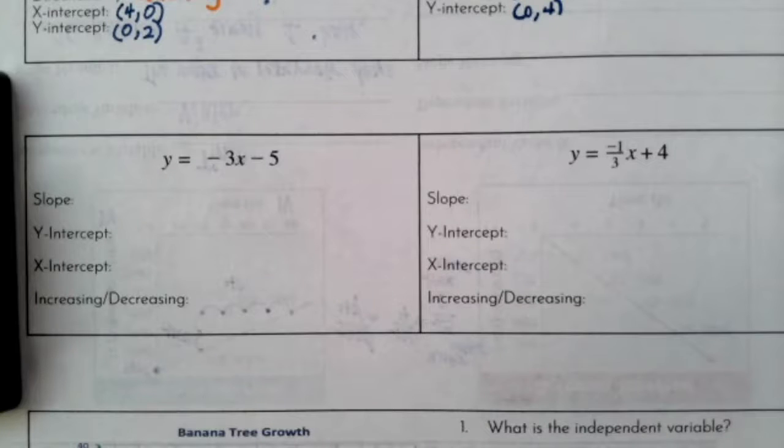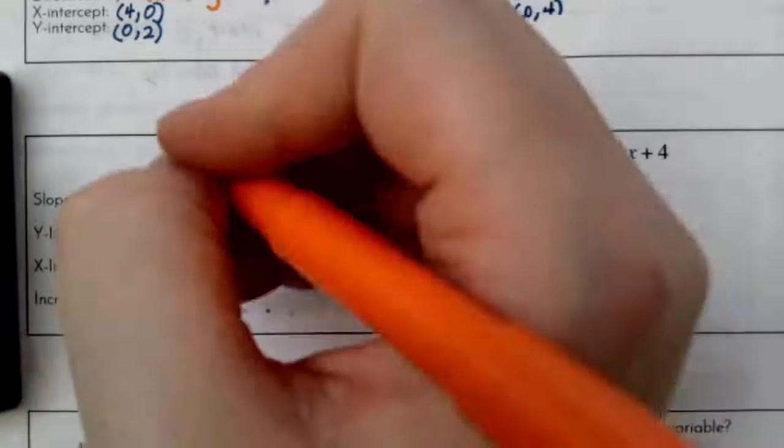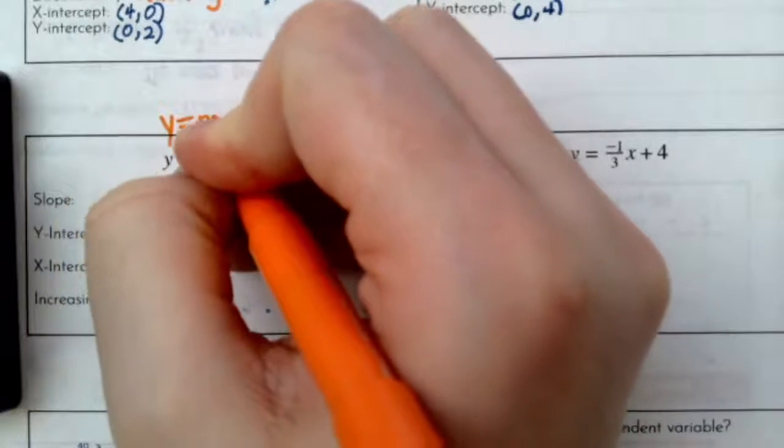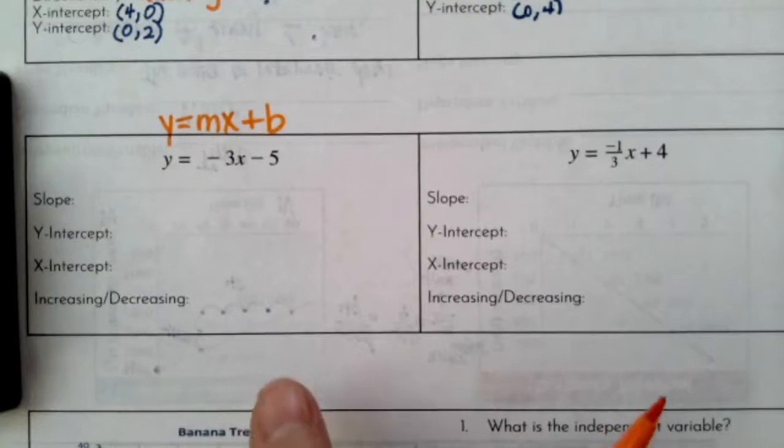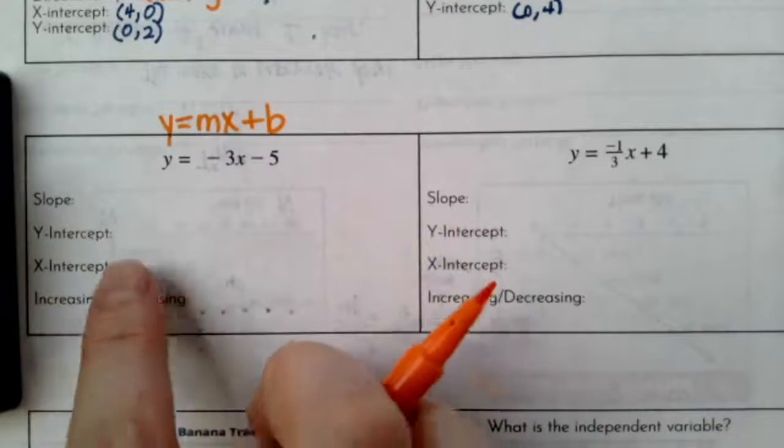For 225b, we're finding the same characteristics as in 225a. However, we are using an equation instead of a graph. And so 3 of the 4 characteristics we can find right away just using our formula, y equals mx plus b. The first 2 kind of go together, and that's slope and whether it's increasing or decreasing.